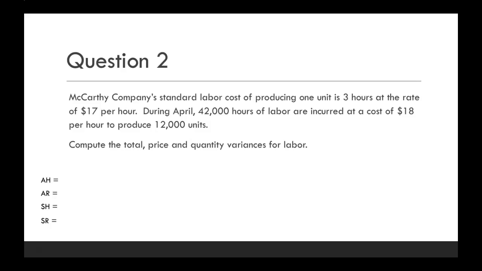Now question number 2. This one says McCarthy Company's standard labor cost of producing 1 unit is 3 hours at a rate of $17 per hour. During April, 42,000 hours of labor are incurred at a cost of $18 per hour to produce 12,000 units. We need to compute the total, price, and quantity variances for labor.